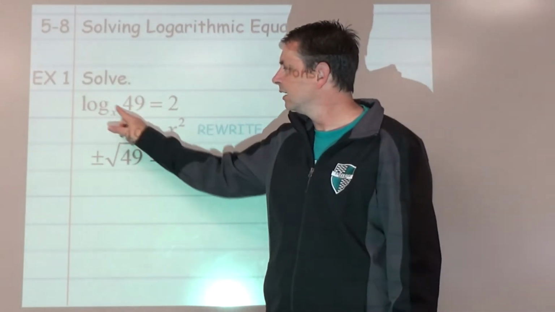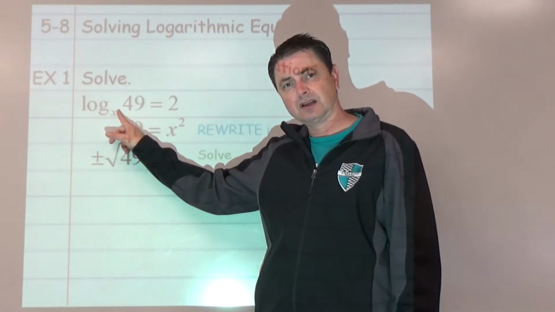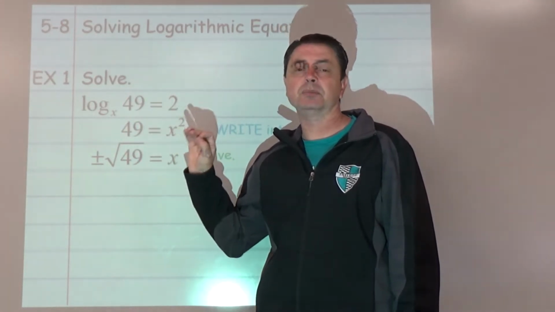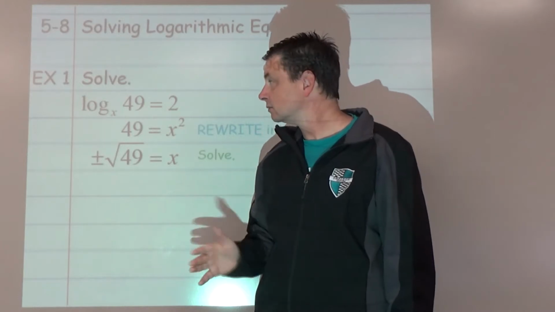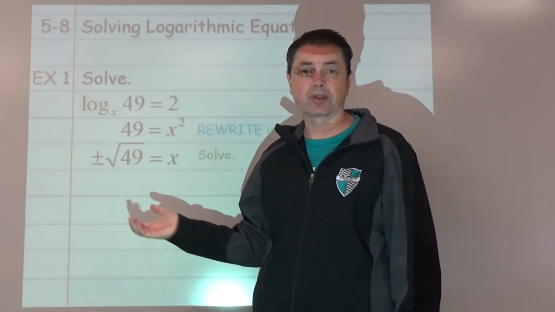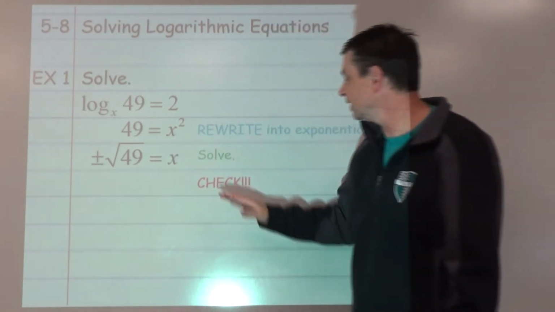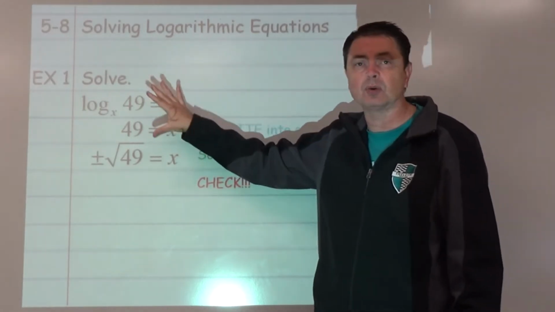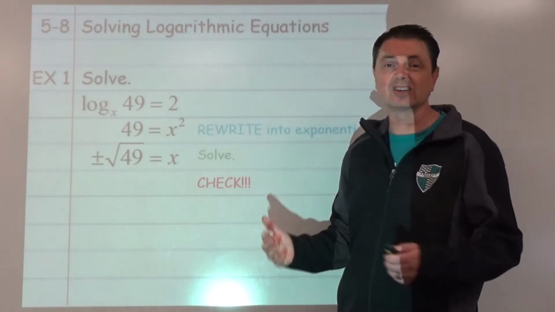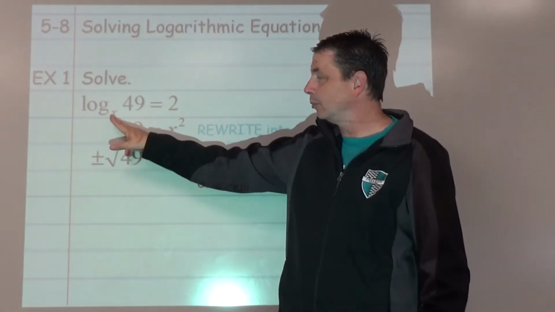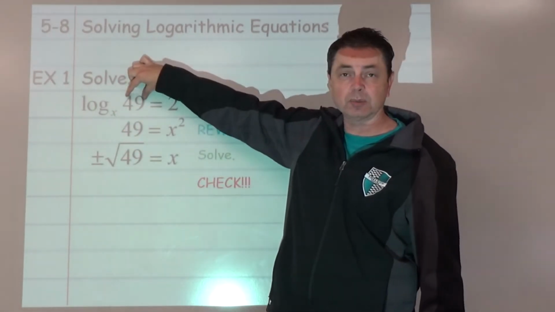Here's the thing. X was a base. Bases have to be positive. It cannot be 1. So it can't be negative 7. So we're going to throw that away. So really important, any time that we have a log equation, you must check your answers because there's limitations on what the base can be and the argument.